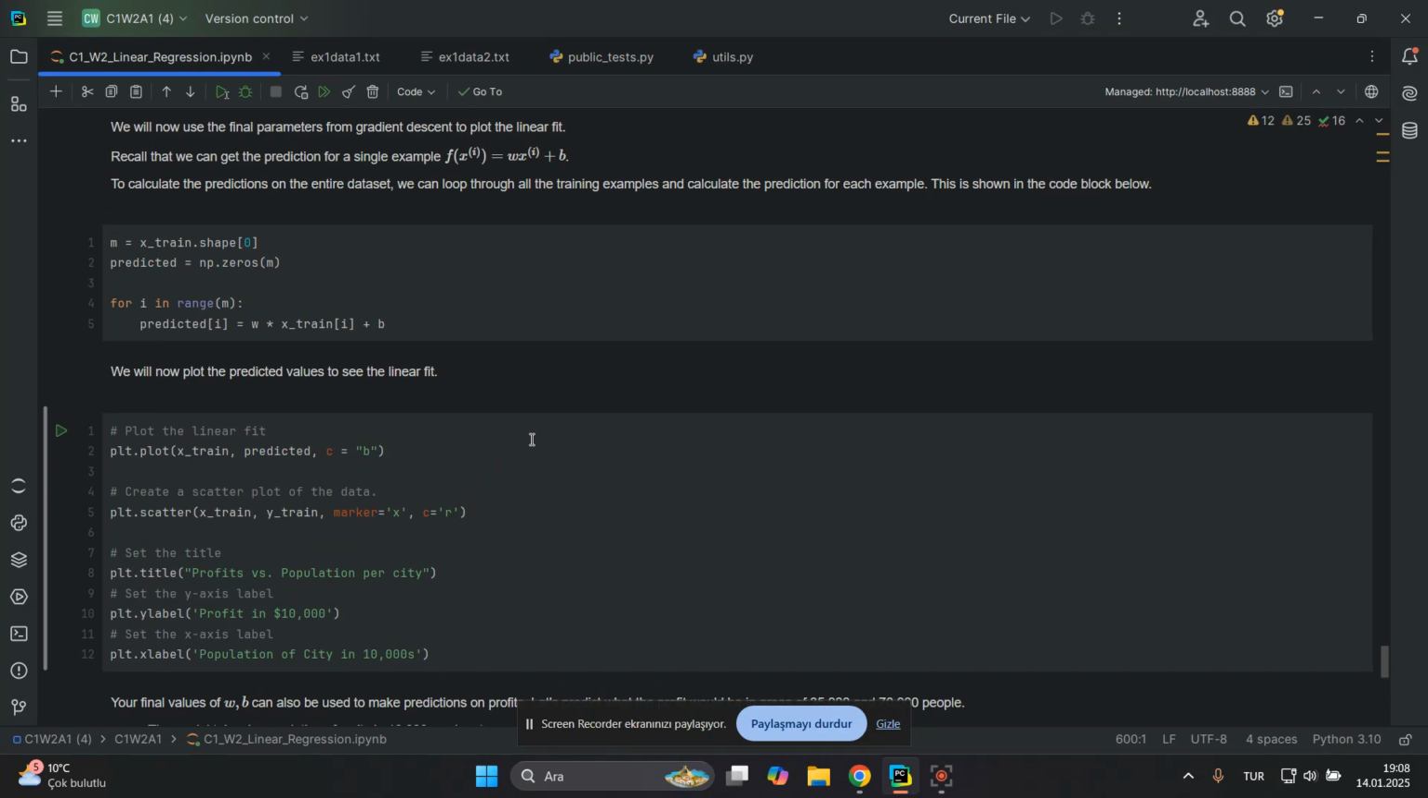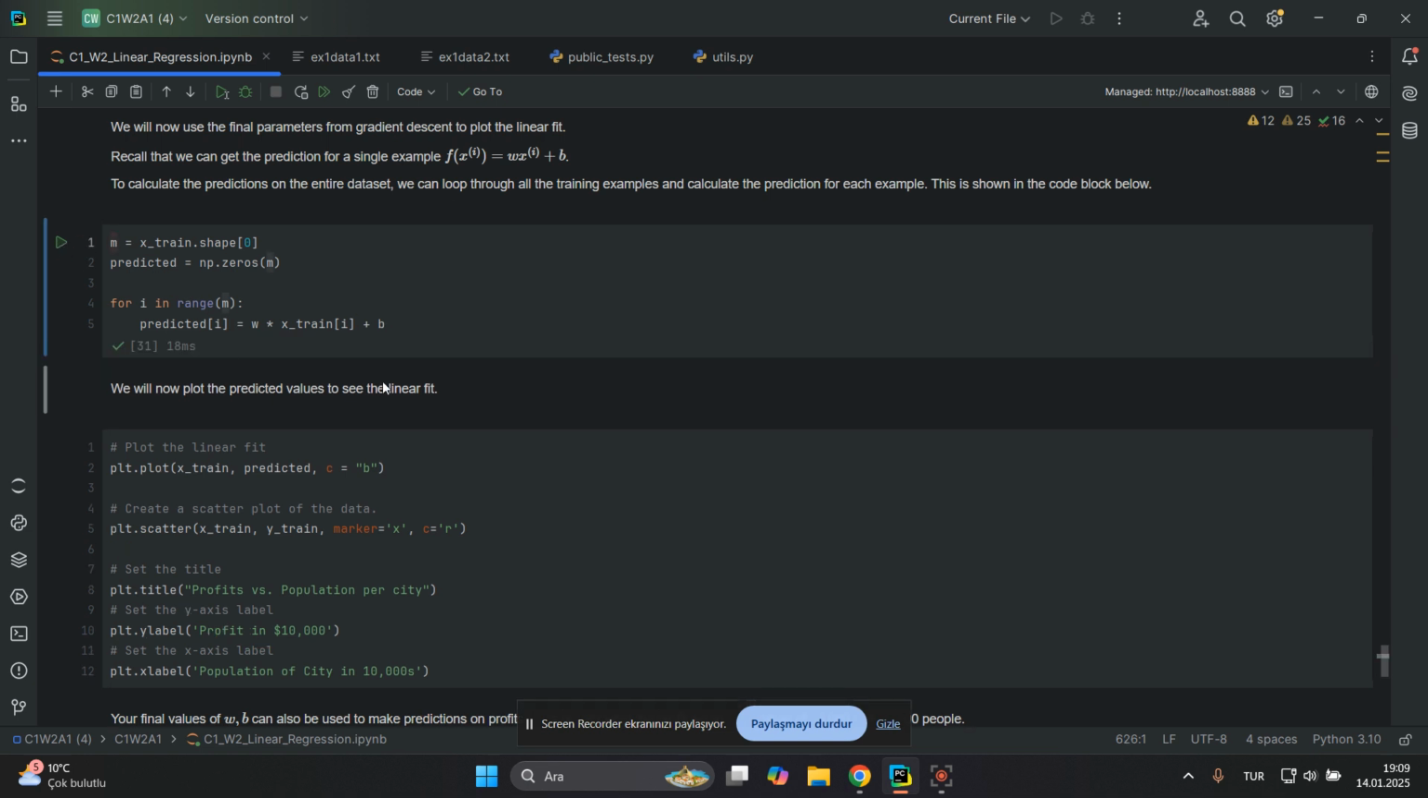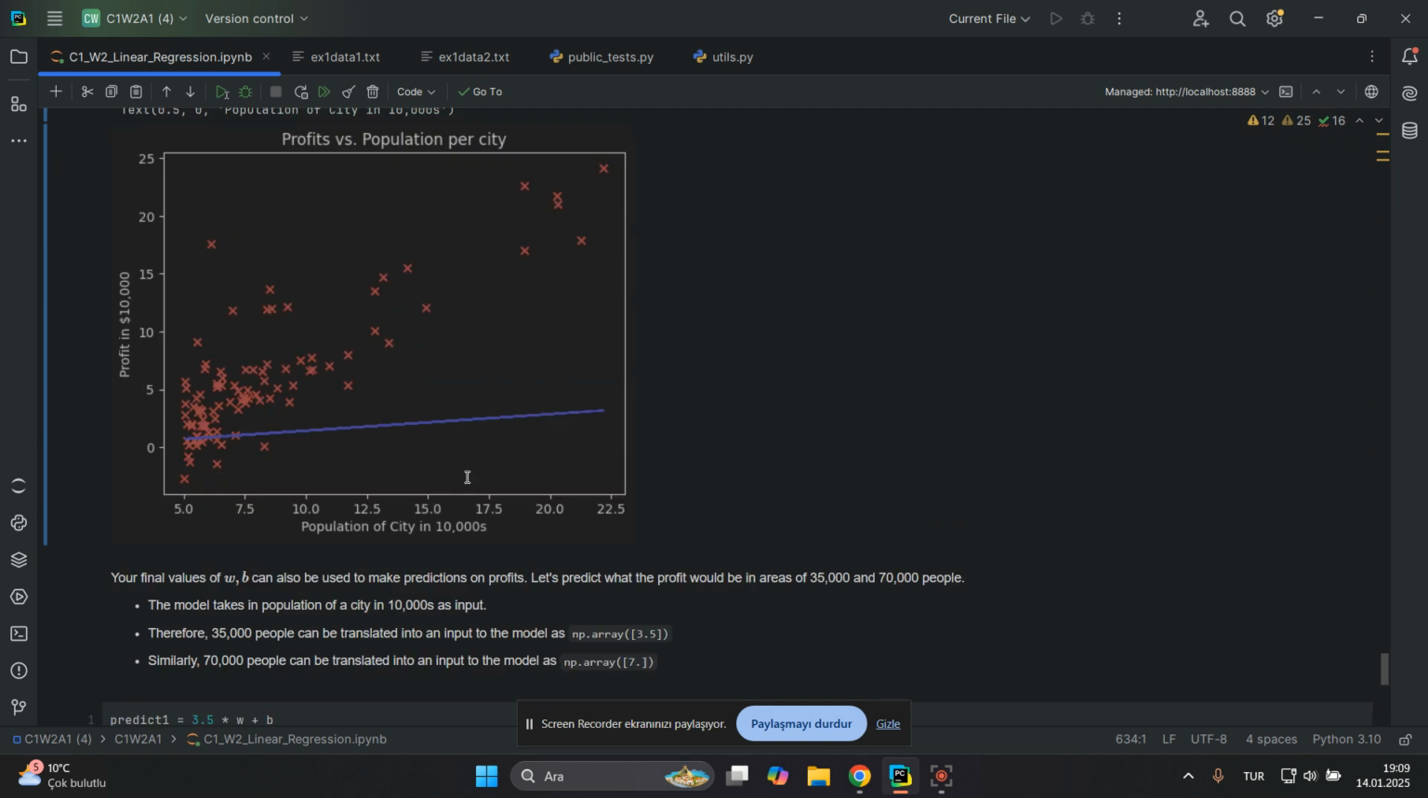We recall that we can get the prediction for a single example. To calculate the predictions on the entire dataset, we can loop over all the training examples and calculate the prediction for each example. This is shown in the code. We are just running it and plotting the linear fit.